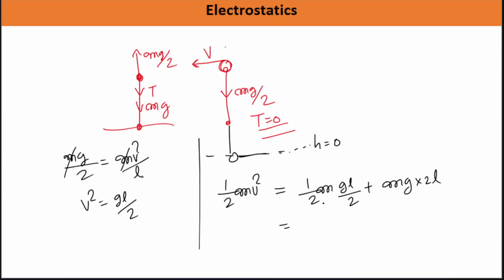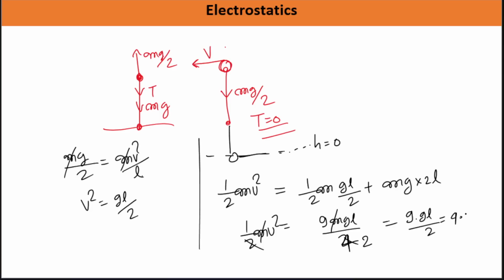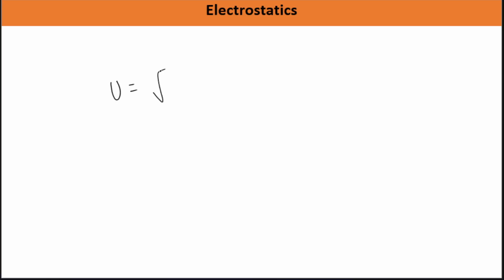Now how much will this be? mgl by 4 plus 2mgl, so that is your 9mgl by 2. So this is your half mu square. Now m will get cancelled and 2 will get, okay, here it is 4, right? So 2 and 2 will get cancelled, and this is your 9gl by 2. So u square is equal to 4.5 gl. So what should be the minimum velocity given at the bottom? That is root of 4.5 gl.